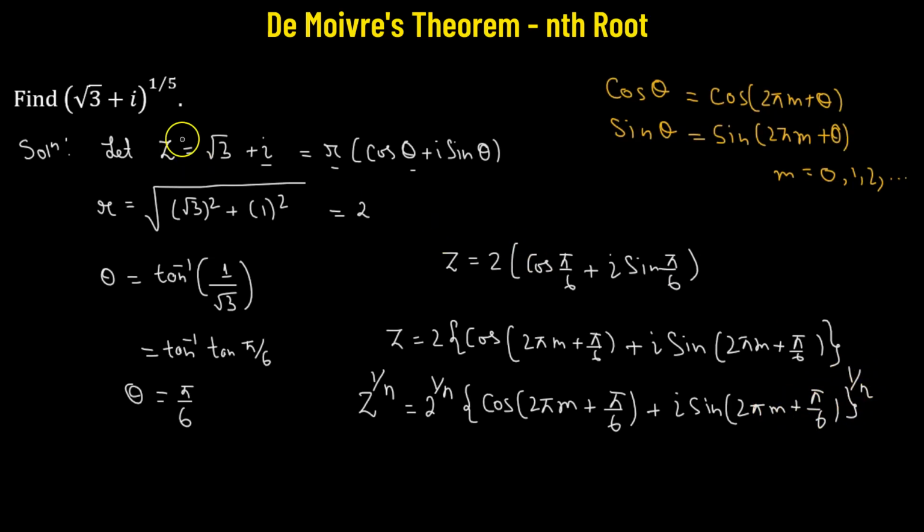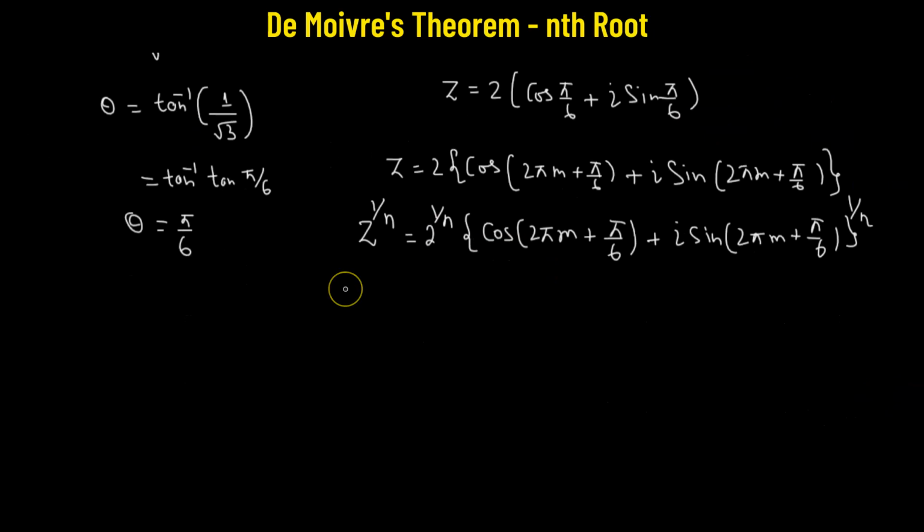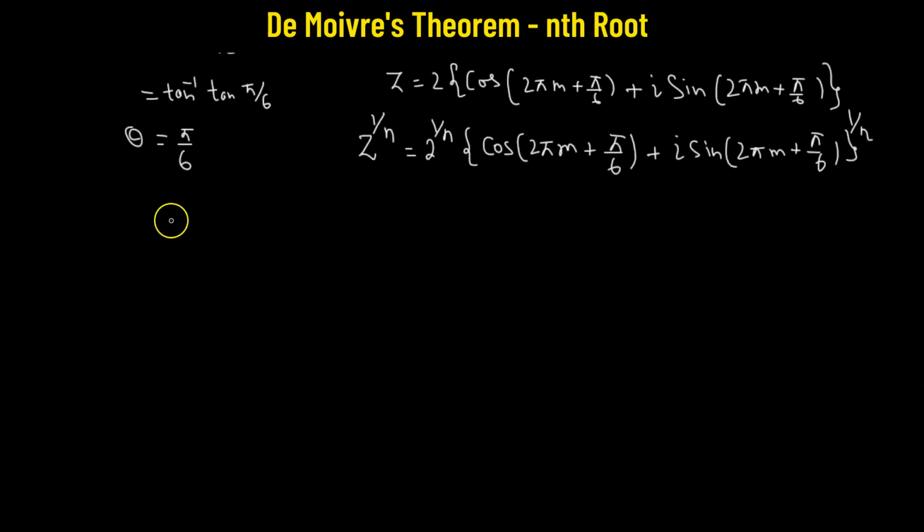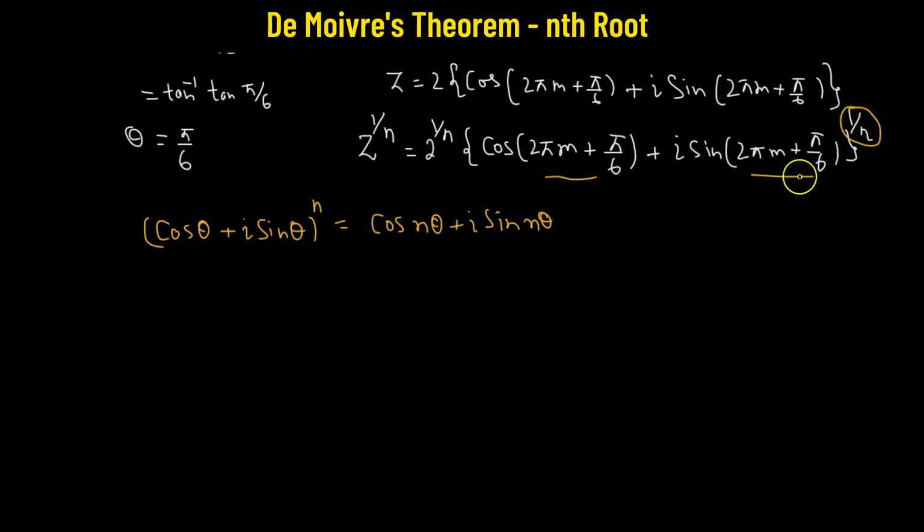Now we will be using De Moivre's theorem. De Moivre's theorem states that whenever we have cosine of theta plus iota times sine theta, all raised to the power of n, this is simply equal to cosine of n theta plus iota times sine n theta. Now in our case, our n is actually represented by 1 over n. So we'll multiply the argument of this cosine and sine function by 1 over n.